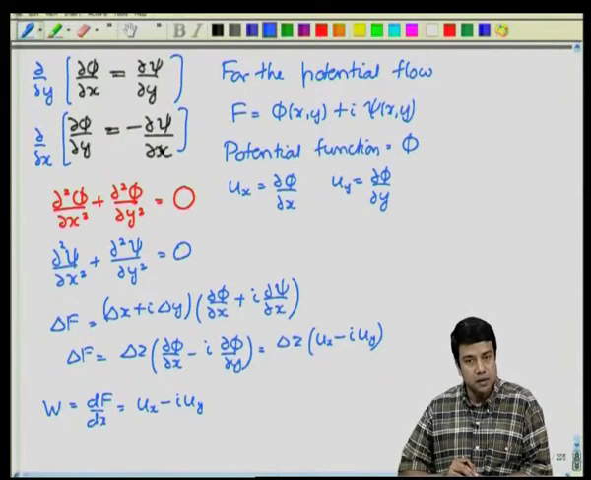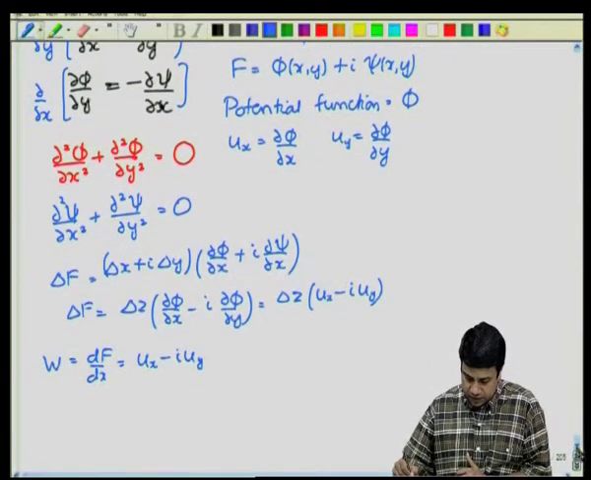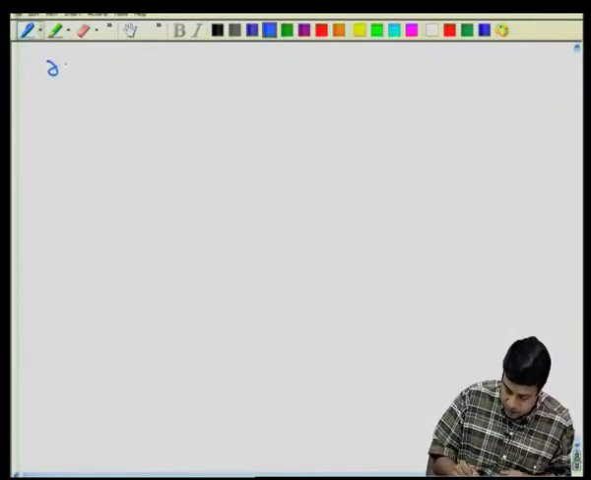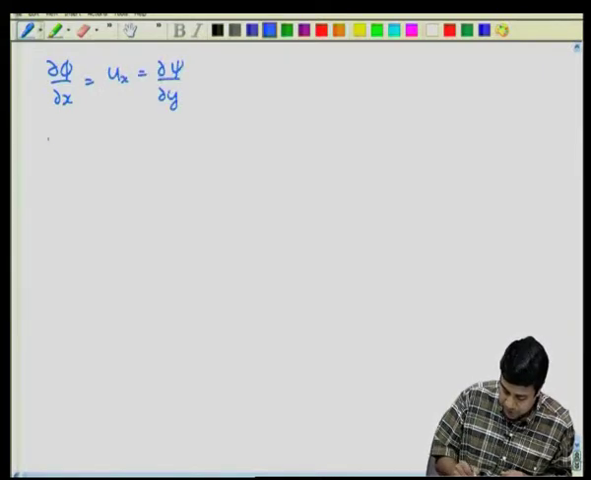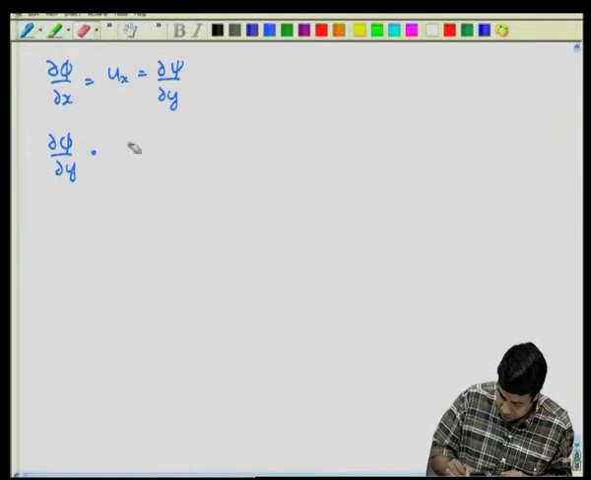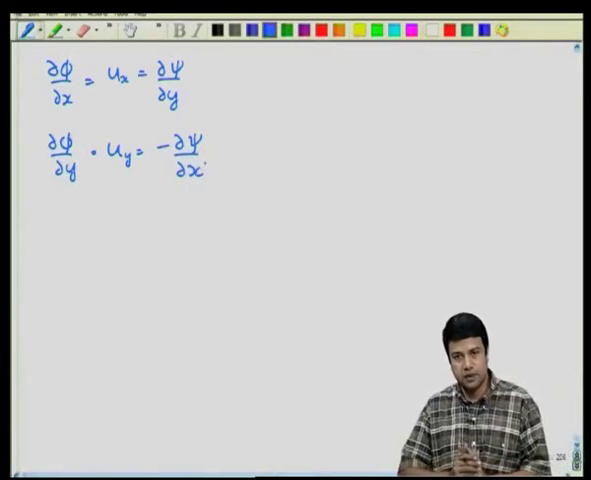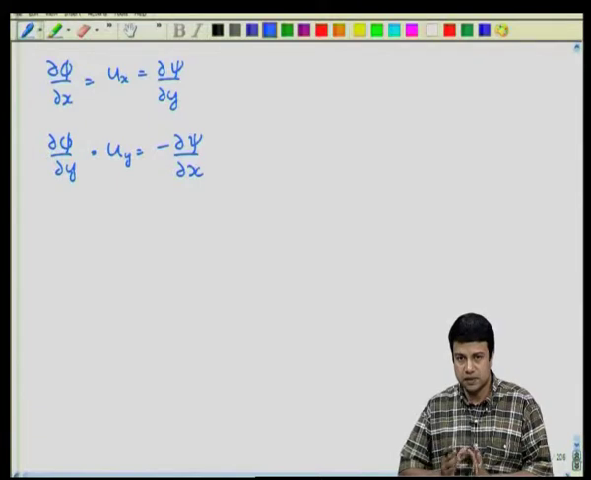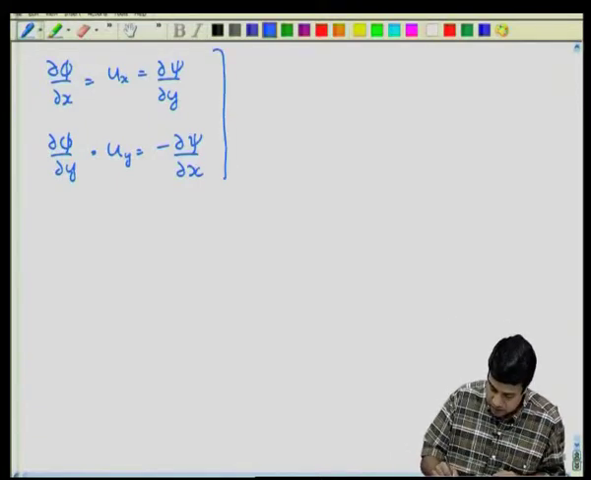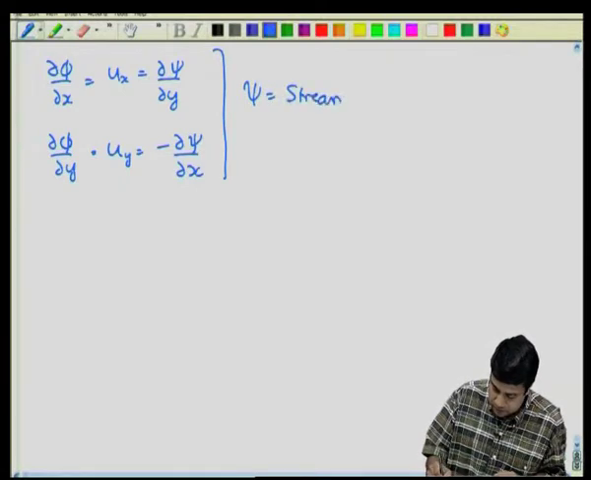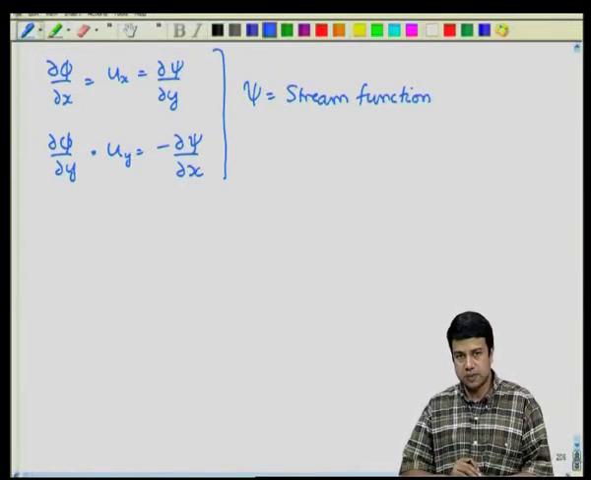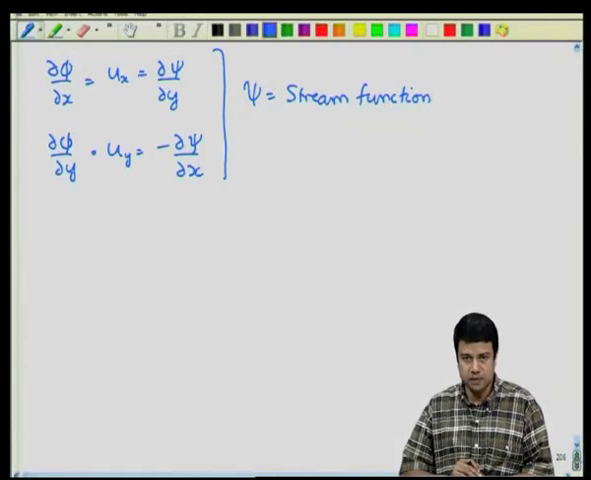Okay. What is this function psi? Okay. We know that from the Cauchy-Riemann conditions, partial phi by partial x is equal to u x is equal to partial psi by partial y, and partial phi by partial y is equal to u y is equal to minus partial psi by partial x. So, what is psi? It is clear from this. Psi is the stream function. Stream function satisfies the condition u x is equal to partial psi by partial y, u y is equal to minus partial psi by partial x.